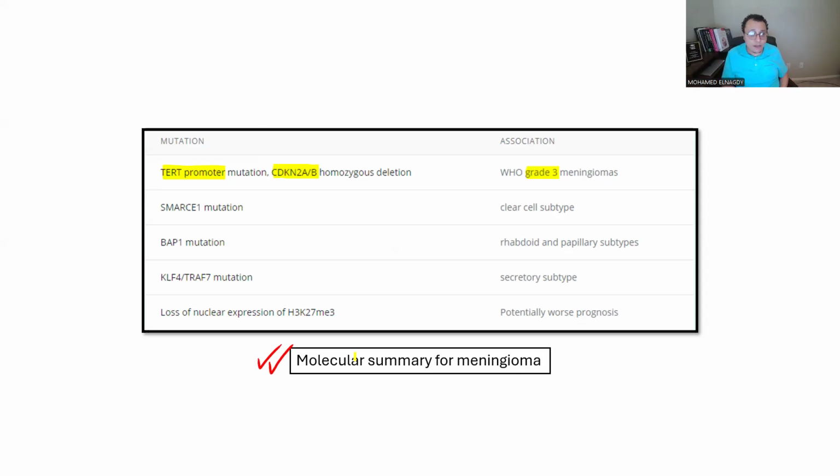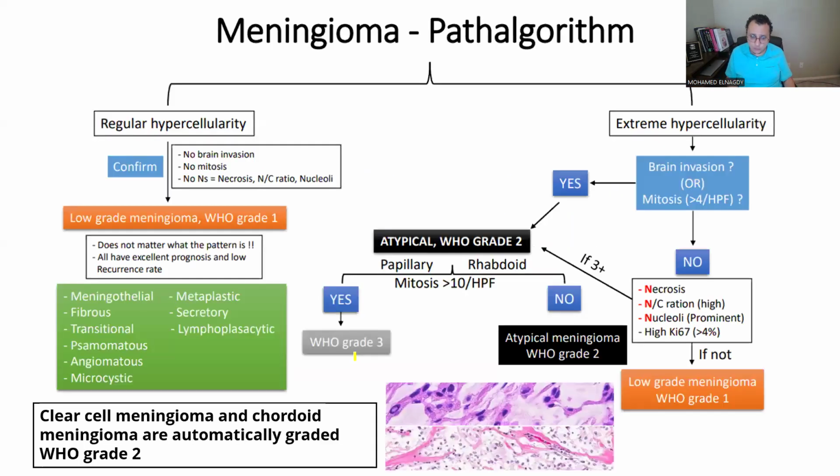Okay, you might see some other mutations: SMARCB1 mutation in clear cell meningioma, BAP1 in rhabdoid, KLF4 in secretory, and loss of nuclear expression of H3 K27me3. This is a worse prognostic marker. You don't really have to bother yourself with all these things. Just focus on the TERT promoter mutation and the CDKN2A and N2B for the WHO grade 3 meningiomas, okay? That's what I need you to memorize.